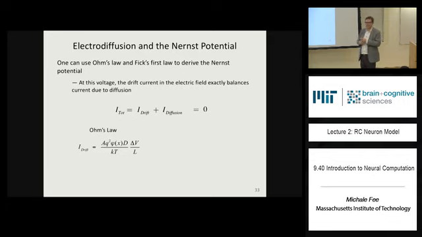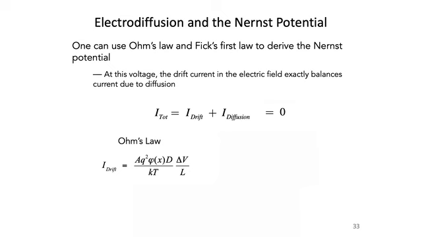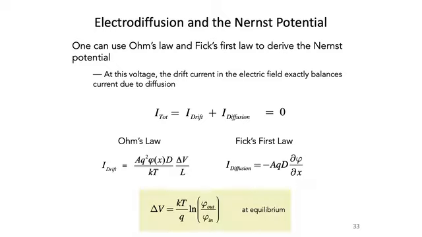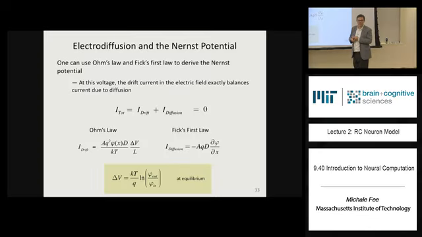You don't even have to write this down, okay? So the drift current is proportional, it's some constant times voltage. Fick's law is some constant times the concentration gradient, remember that? And we just set those two things equal and solve for delta V. And that's what you find. What you find is that delta V is just some constant times the log of the difference in concentrations on the inside and outside. Okay?